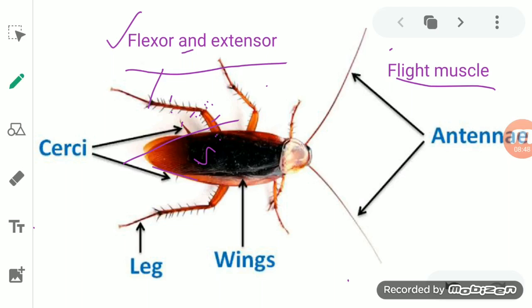Okay students, so this is the movement in the cockroach: how the wings are important for them to fly, how it works, how applying a force downward helps it move in a forward direction, as well as what is the role of the legs present in the cockroach.